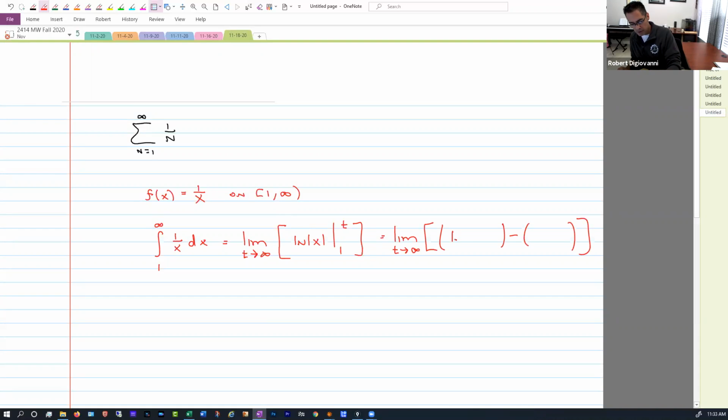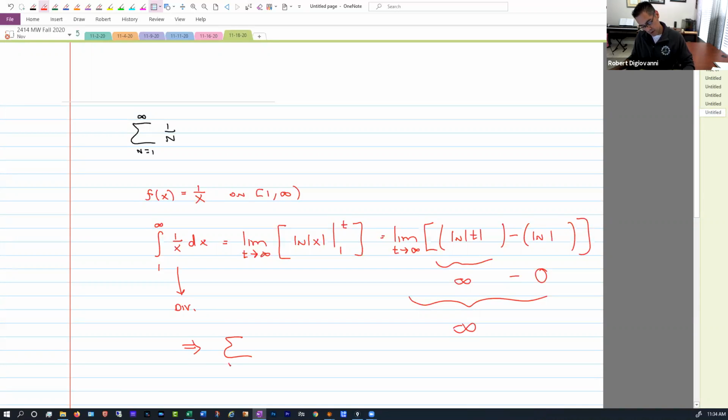So we plug in t, we get natural log of the absolute value of t, and then natural log of 1. I don't need the absolute value here because t is going to be positive, but I'm putting it there anyway. Okay, so as t goes to infinity, the natural log of t is going to grow without bound, right? That's going to become infinite. So this thing is going to infinity minus natural log of 1, which is 0. So this whole thing is infinite, which means it diverges. The integral diverges, and since the integral diverges, that implies that the series we were talking about diverges also.